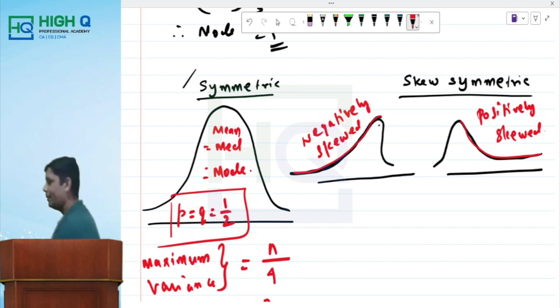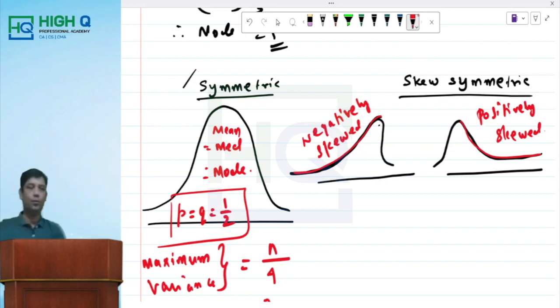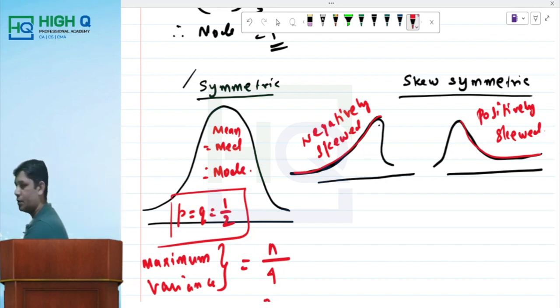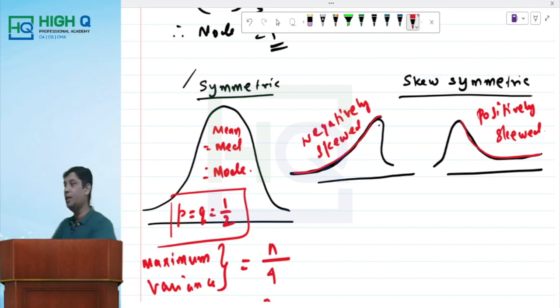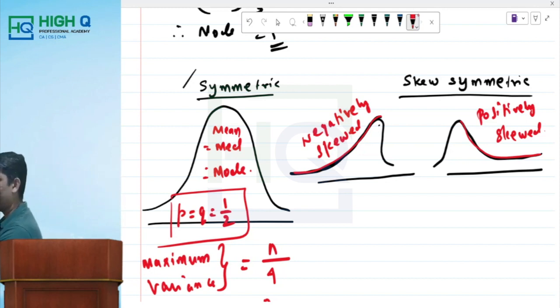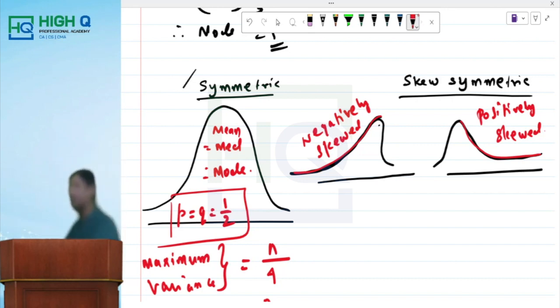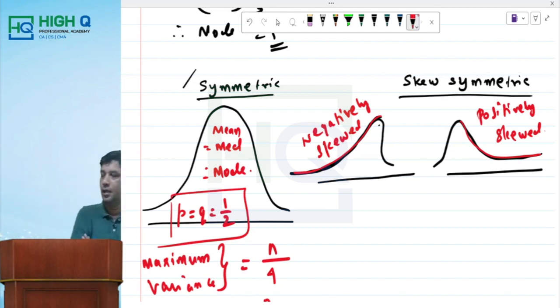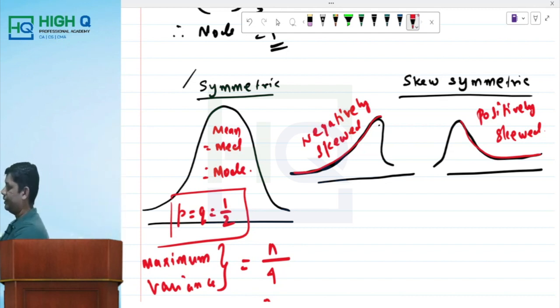What is the mean of a binomial distribution? np. What is the variance of a binomial distribution? npq. Next, what is the standard deviation? There can be how many modes? It can be unimodal or it can be bimodal. When will it be unimodal? When it is non-integer. When it is an integer, bimodal. When is it symmetric? p is equal to q is equal to 1 by 2. So what is the maximum variance? Least variance?